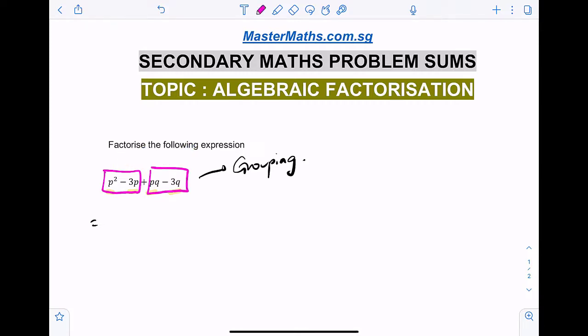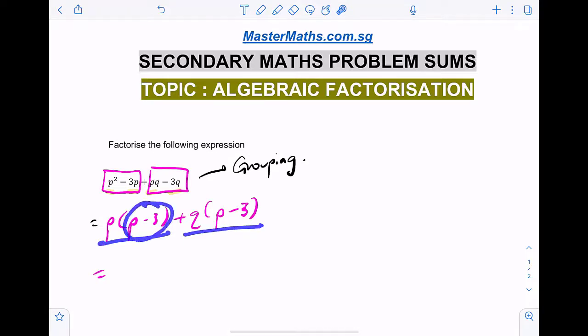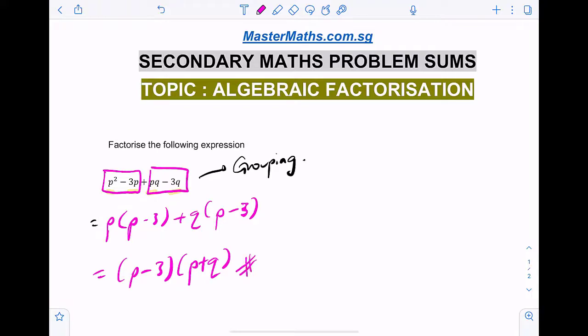Okay, so take out a p from the first pair, you have p minus 3. Take out a q from the second pair, you have p minus 3 as well. And what's common in these 2 chunks of terms, chunk 1 and chunk 2, is the p minus 3. So take it out, factorize that out, and you'll have p plus q as your remaining items. This is your final answer.